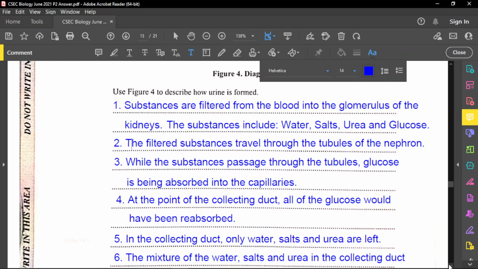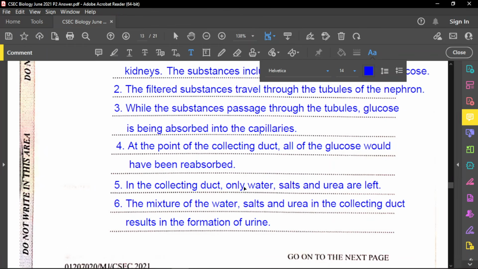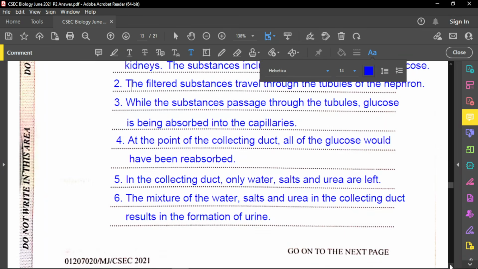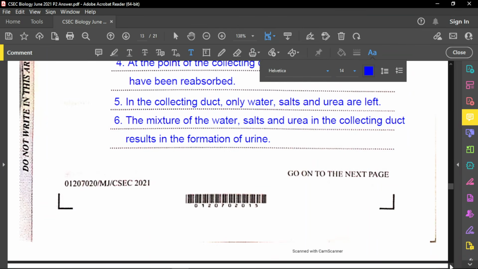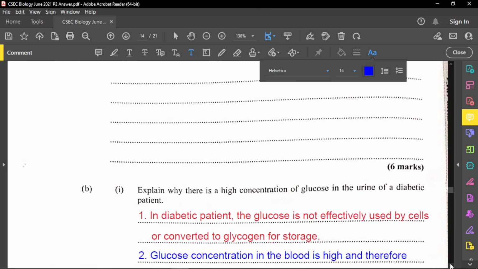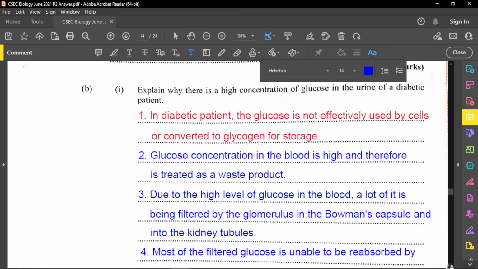And so the next point I have here is that in the collecting duct, only water, salts, and urea are left. And so a mixture of the water, salts, and urea in the collecting duct results in the formation of urine. All right. And so even though glucose is being filtered, it will be reabsorbed back into the capillaries along the tubules of the nephron of the kidney, to be more specific.